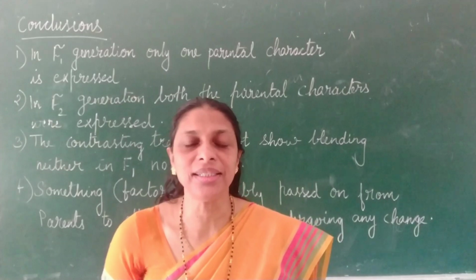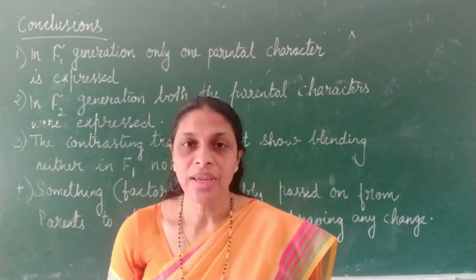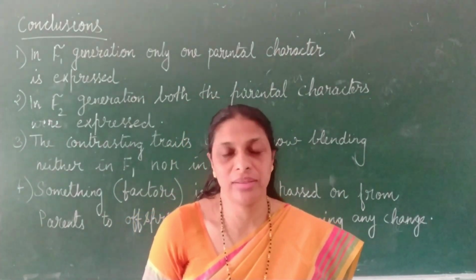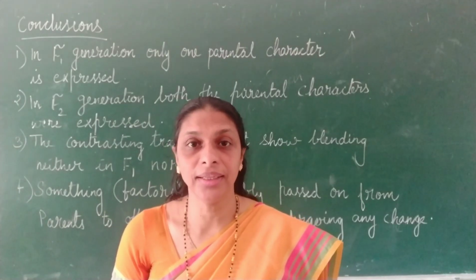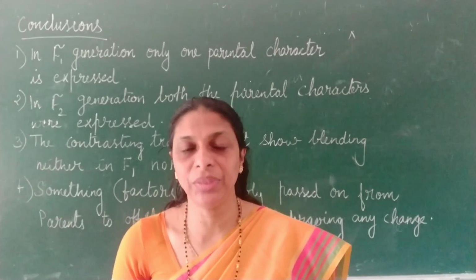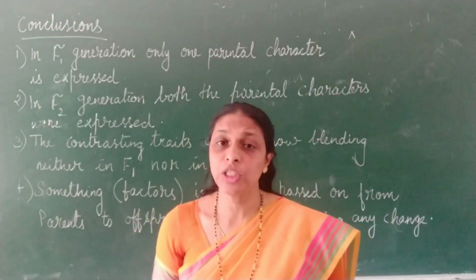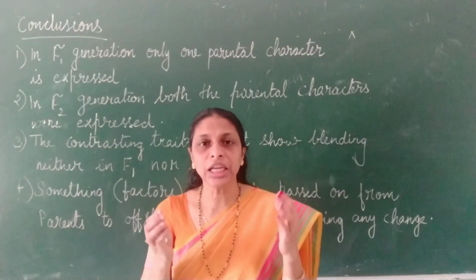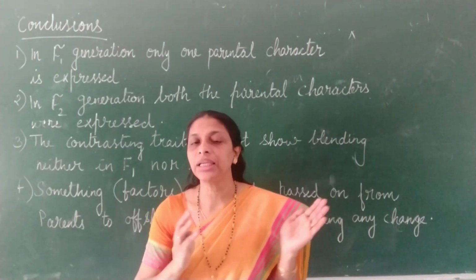So Mendel selected 7 different characters for his experiments. Some of the characters which he selected were stem height, flower position, flower color, seed shape, pod color and pod shape. These were the 7 different characters. And Mendel conducted experiments with all these characters, and he recorded all the data after conducting his experiments.